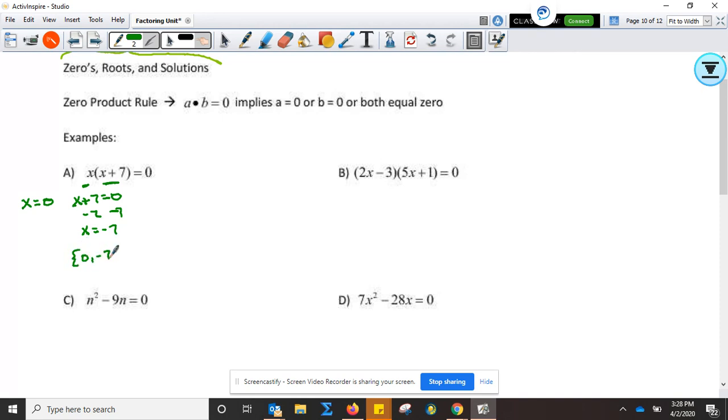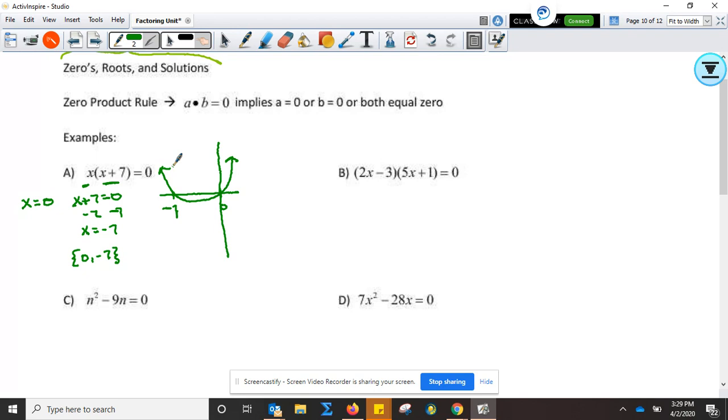Okay, so if that were to be graphed, it would cross the x-axis at negative 7 and 0. Okay, so it would cross. It would look something like this.